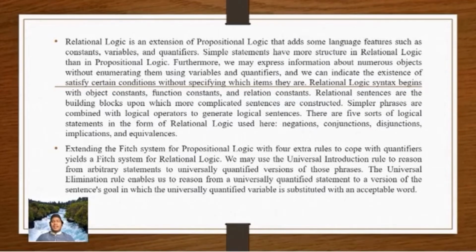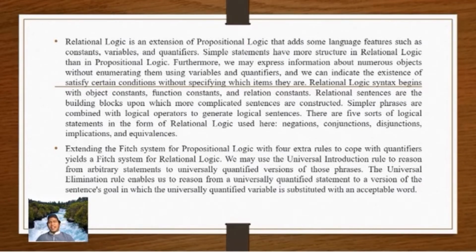Relational logic is an extension of propositional logic that adds some language features such as constants, variables, and quantifiers. Simple statements have more structure in relational logic than in propositional logic. Furthermore, we may express information about numerous objects without enumerating them, using variables and quantifiers. And we can indicate the existence of objects that satisfy certain conditions without specifying which objects they are.